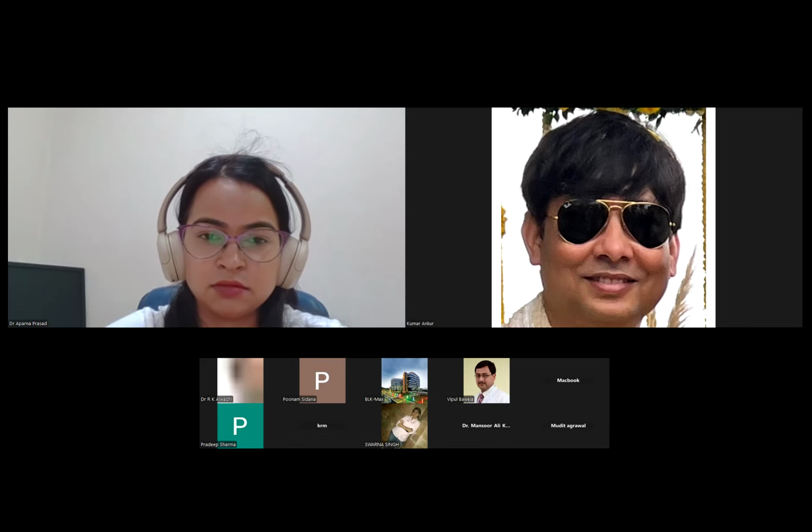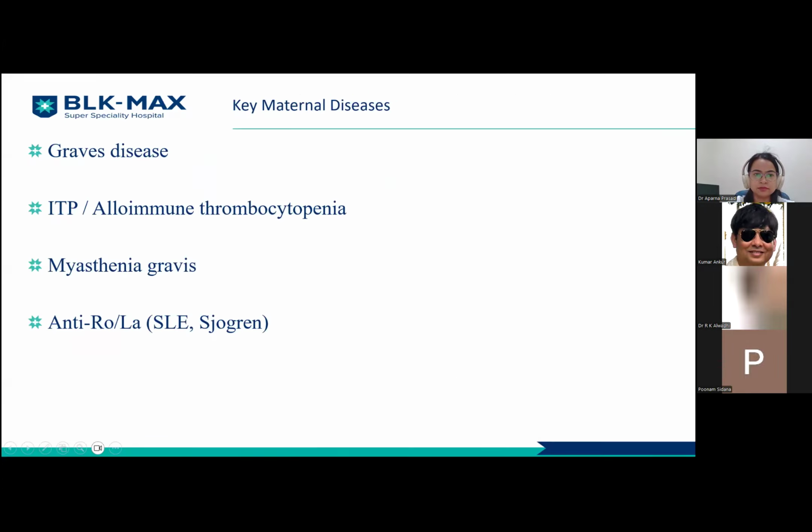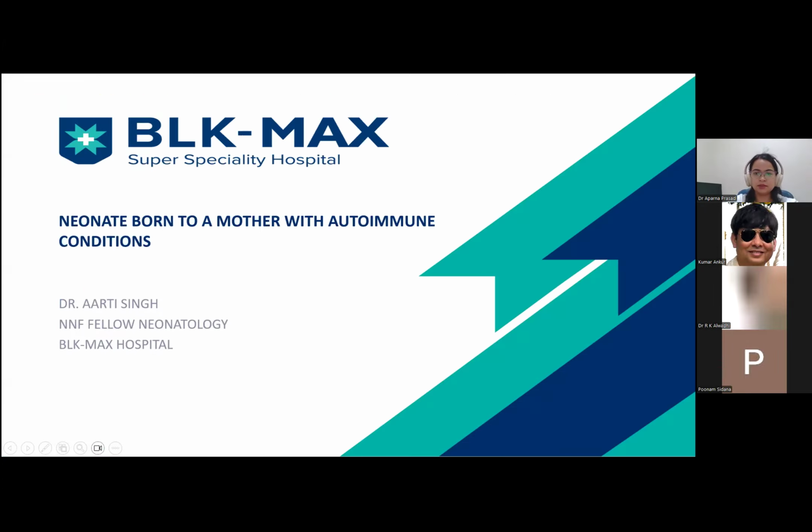First, keep your slides open on the desktop and then start share. Yes, fine. Make it full screen. Slideshow, yeah, slideshow. Okay, start. Yes, you can.